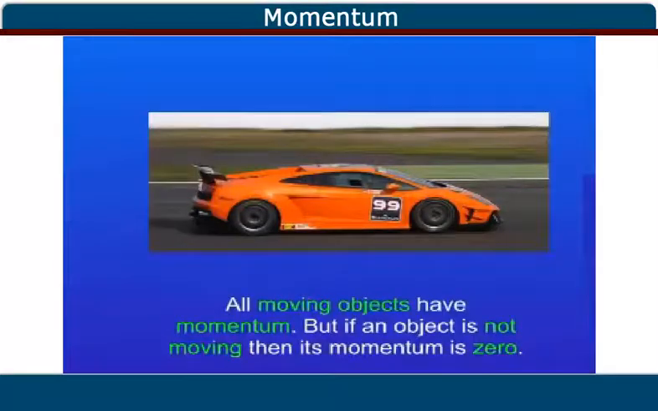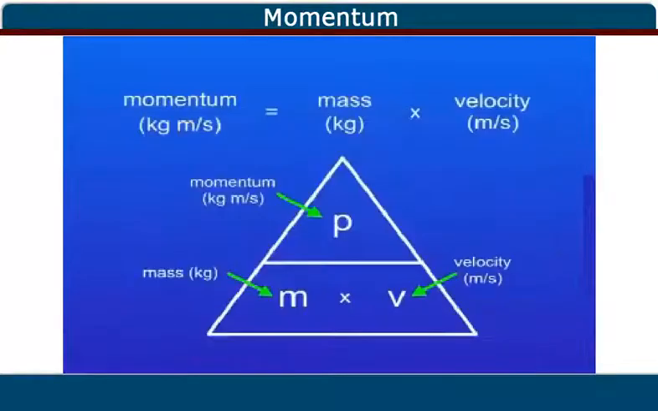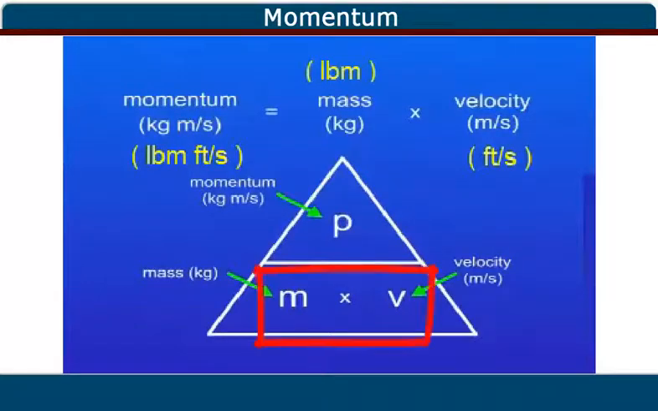All moving objects have momentum, but if an object is not moving, its momentum is zero. We calculate momentum by using this equation. Momentum equals the mass multiplied by the velocity. In the SI system, the units for momentum are kilogram meters per second, and in the English system, the units are pound mass feet per second.